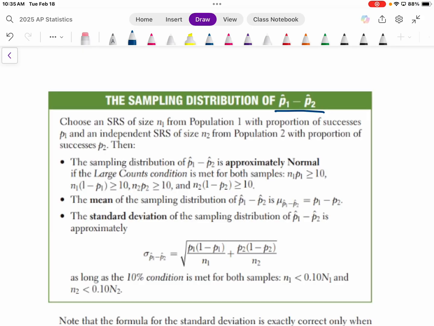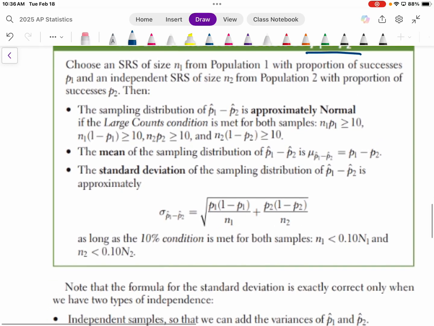So if we were trying to figure out the probability that the difference between the two things would be a certain way, we would have to go through this little process here. The sampling distribution for P hat 1 minus P hat 2 is approximately normal if the large count condition is met for both samples. So we get to use the normal CDF feature if we meet the normal condition for both, and we have to show all that math. That's a lot of math to show, but we have to do it.